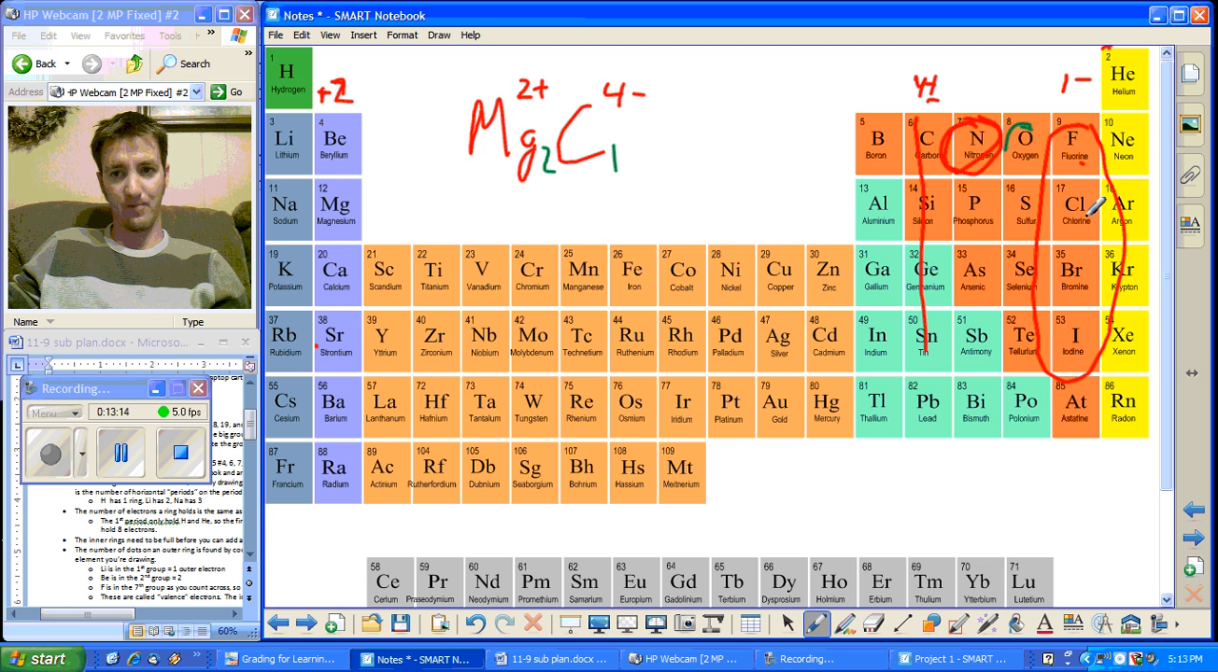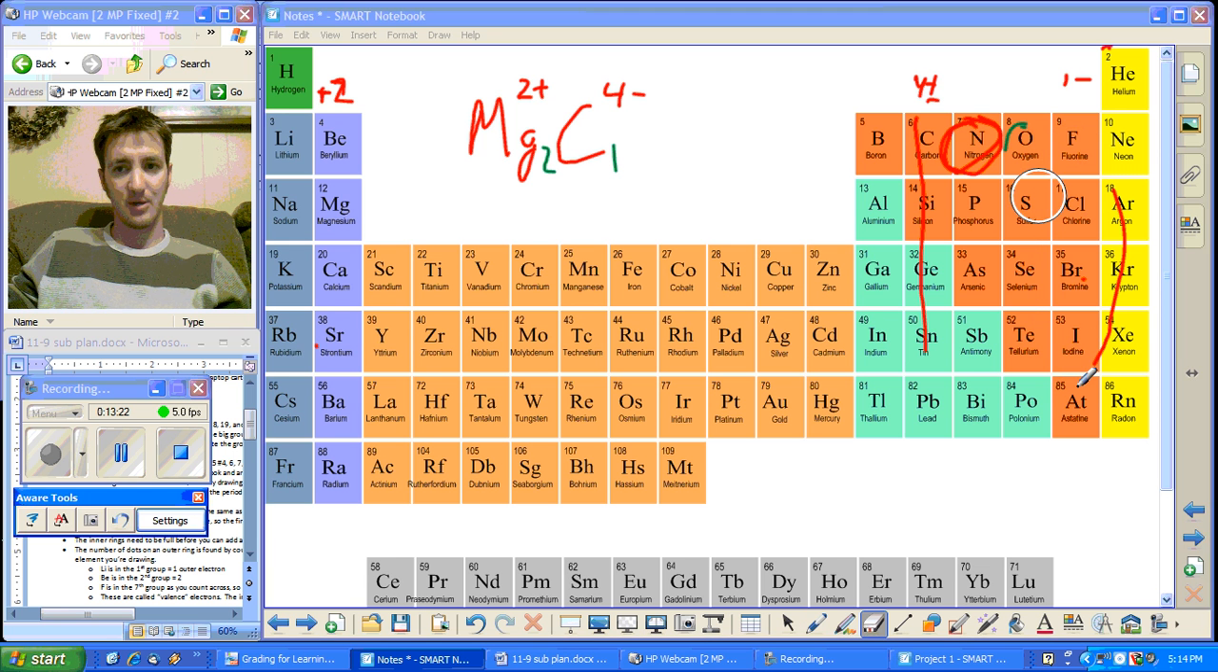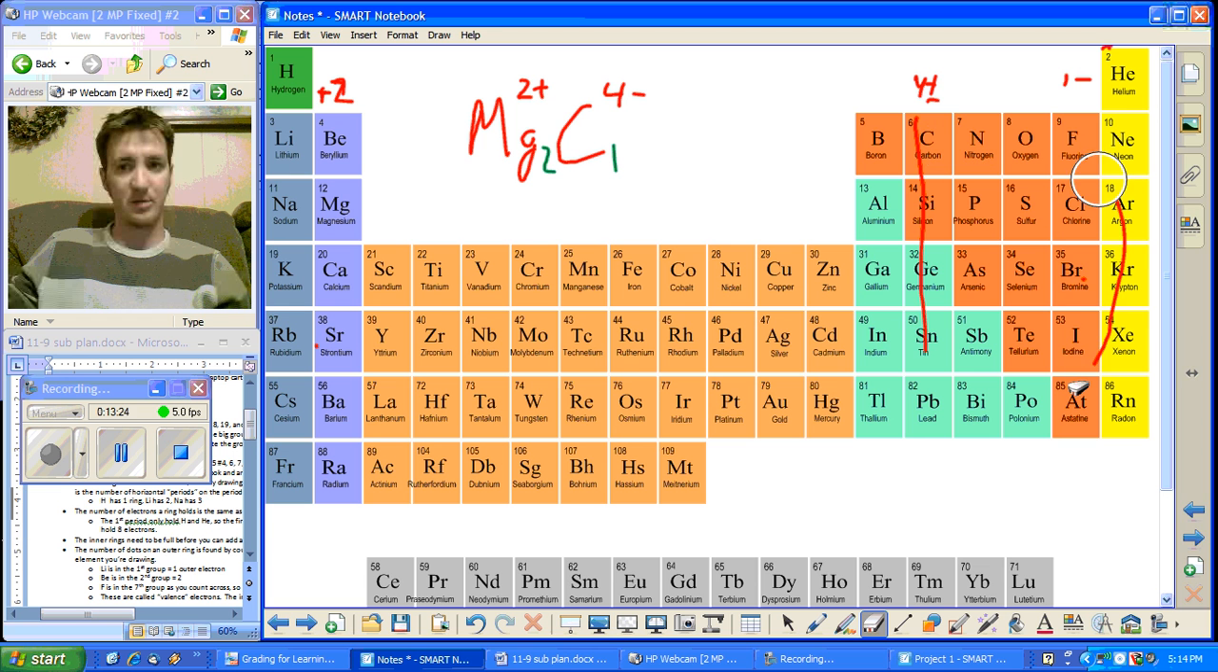So fluorine would be fluoride, chlorine would be chloride, bromine would be bromide, iodine would be iodide, oxygen is oxide, nitrogen is nitride, phosphorus is phosphide. So it's basically you make it 2 syllables and you change it into IDE. That's about it. So that's ionic bonds, which we'll play with extensively in the future.